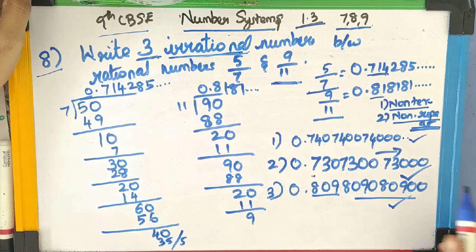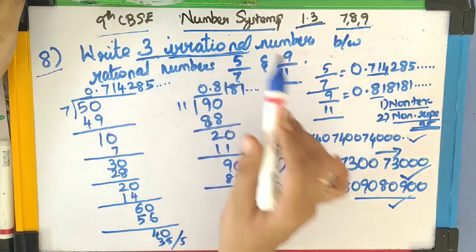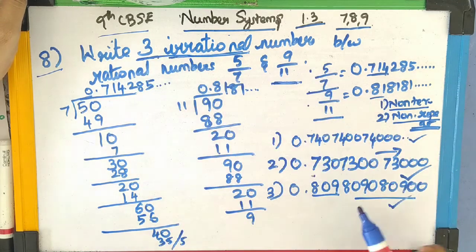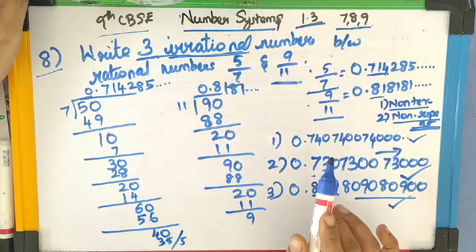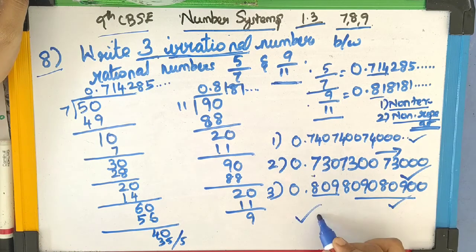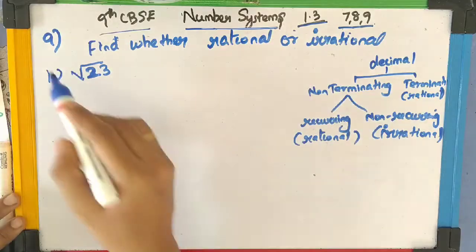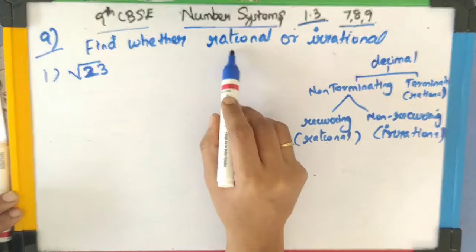Clear? So I have written three irrational numbers between the two rational numbers by calculating their decimal values. Clear? Now let me go to the 9th question.